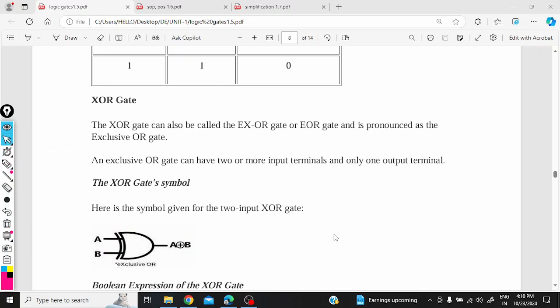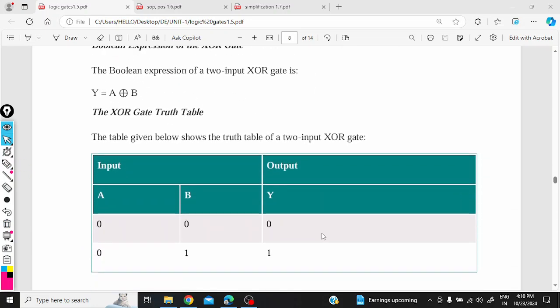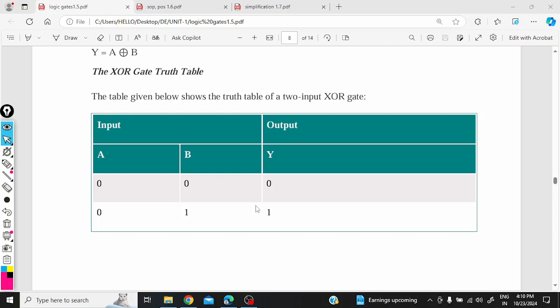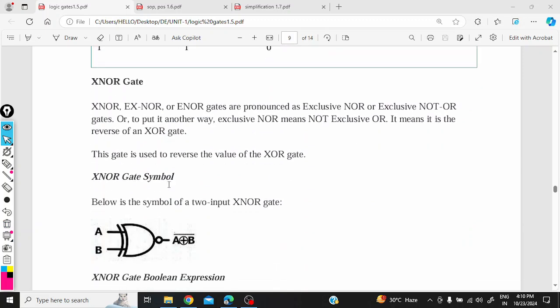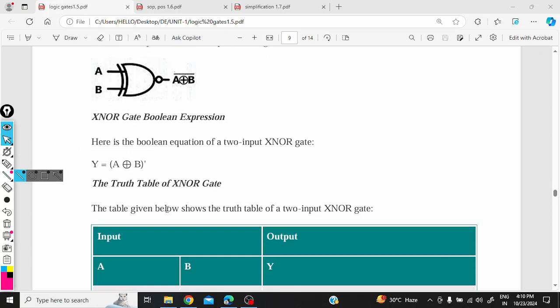Now let us see the functionality table for our XOR gate. For the XOR gate you can observe clearly the output is going to be 1 when different inputs are applied. When the same inputs are applied, the output is going to be 0. So the XOR gate gives 1 only when different inputs are given, and for the remaining cases the output is going to be 0. For the XNOR gate, I am connecting a NOT gate in front of an XOR gate, and I am going to get an XNOR symbol.